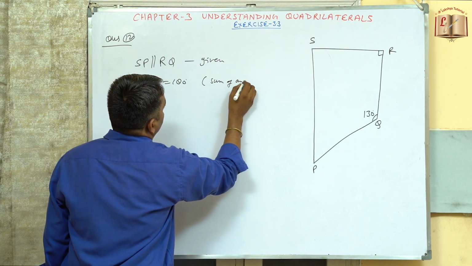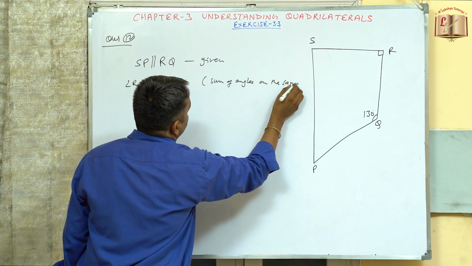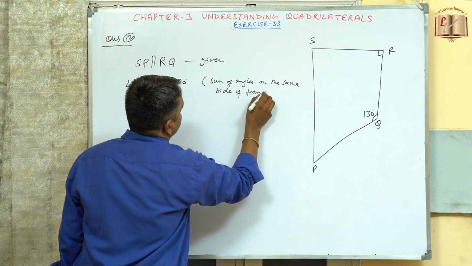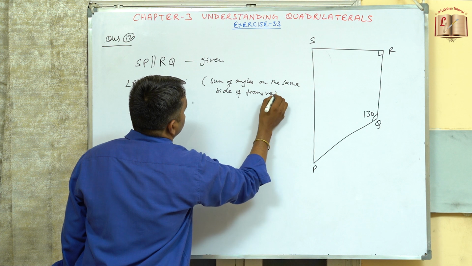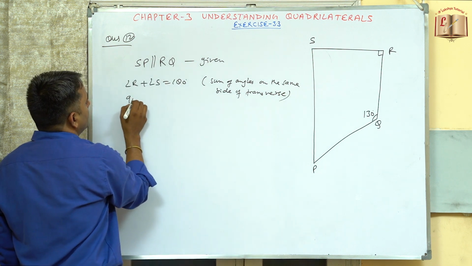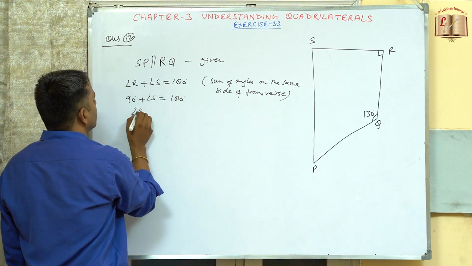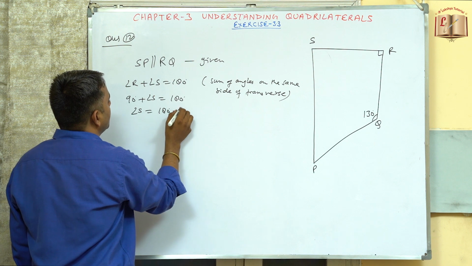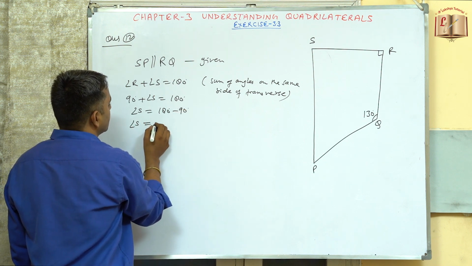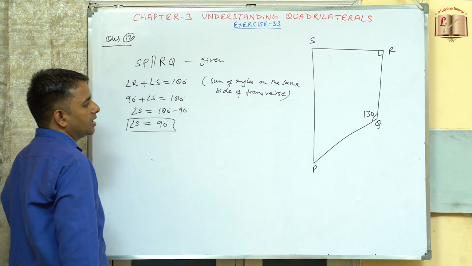Sum of angles on the same side of the transversal. So angle R is already given as 90 degrees. So angle S will be equal to 180 degrees minus 90 degrees. Therefore angle S is equal to 90 degrees. So we got angle S as 90 degrees.